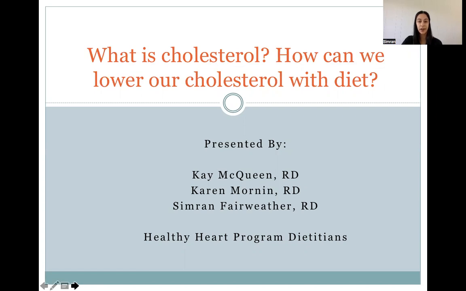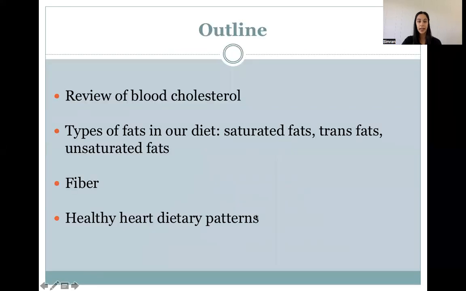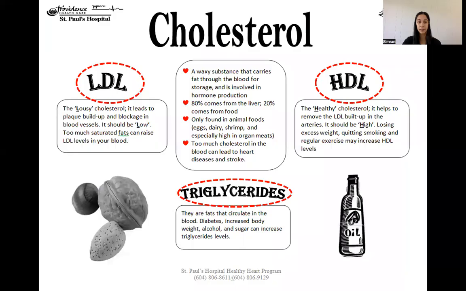Today's topic is on cholesterol and how we can lower cholesterol with our diet. So an outline for today is reviewing the different types of blood cholesterol, the types of fats in our diet, including saturated fats, trans fats, unsaturated fats, a touch on fiber, and an overall healthy heart diet pattern.